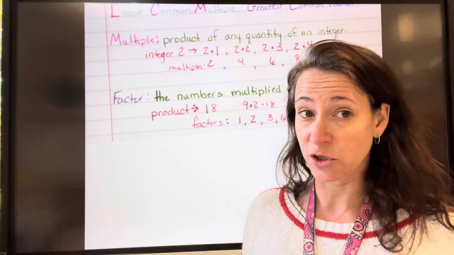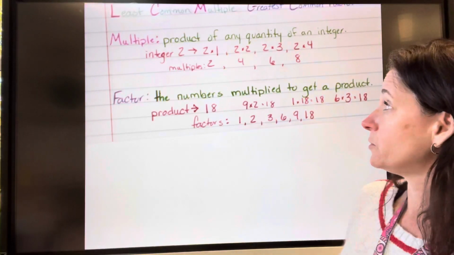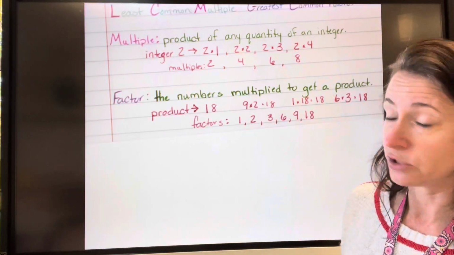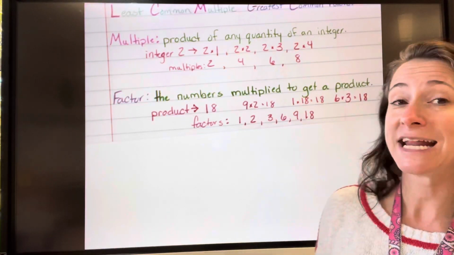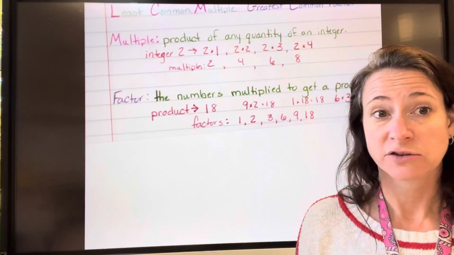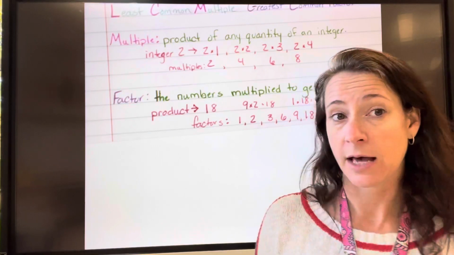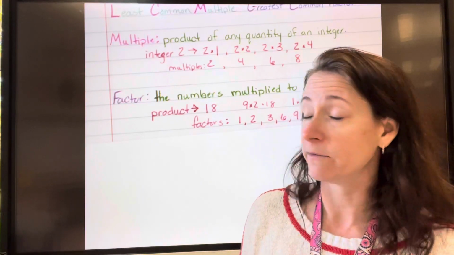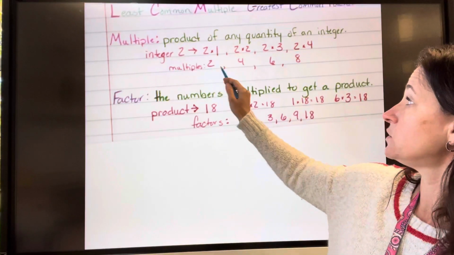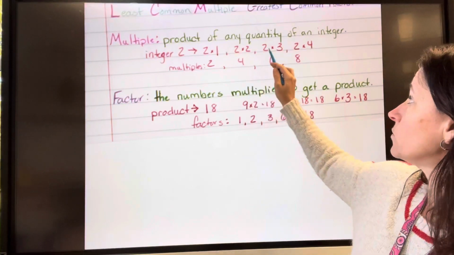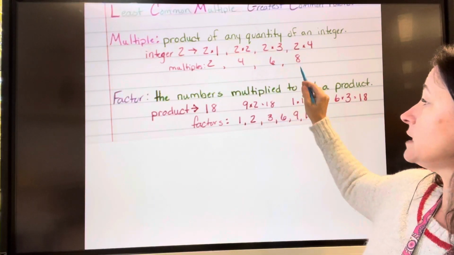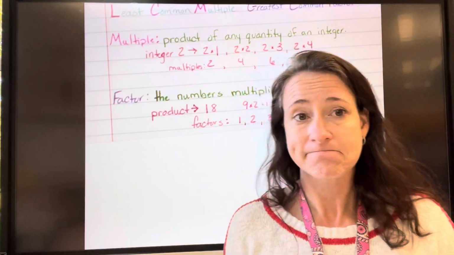So if your integer is 2, what are your multiples? 2 times 1 is 2. It's the product of any quantity of an integer. So how many is 1 of them? How many is 2 of them? 3 of them? 4 of them? So 1 2 is 2, 2 2s is 4, 3 2s is 6, 4 2s is 8. So you list them.